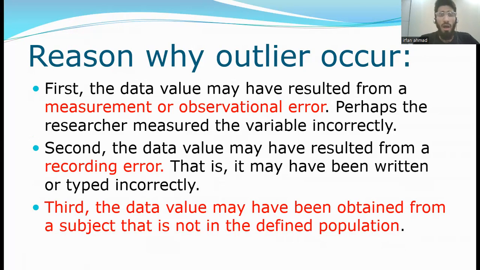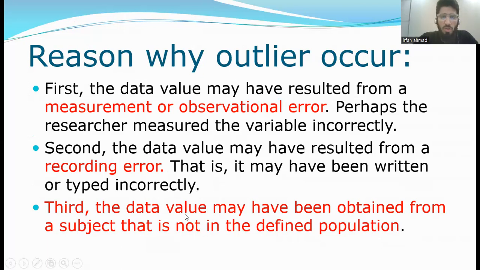Secondly, the data may result from a recording error, where you didn't record it properly, maybe written or typed incorrectly. For example, when entering data in SPSS, instead of 23 you write 33, or instead of 45 you write 55, or 40 you write 54. This can lead to outliers. So if an outlier comes up in your data, you have to recheck which type of error occurred, whether a recording error, typing error or observation error, and take the data again.